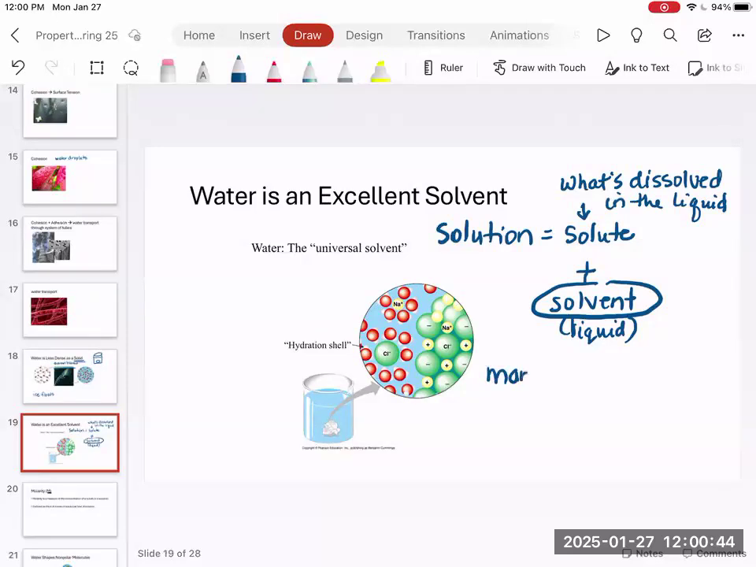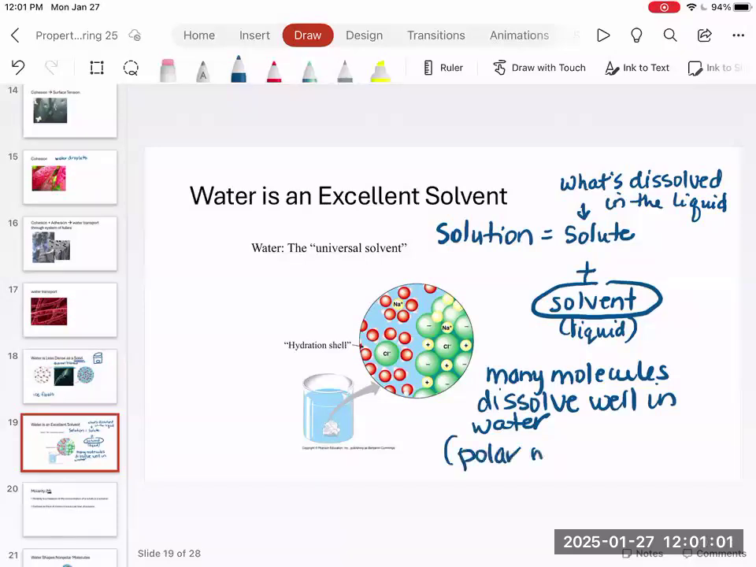So many molecules dissolve well in water. It's primarily charged molecules. They have to be what we call polar molecules that dissolve well in water, and we'll talk about that a little bit more with one of the other properties of water. But water also doesn't really compete with the chemistry. So for example, if I add an acid to water, it becomes acid water. If I add sugar to water, it becomes sugar water.